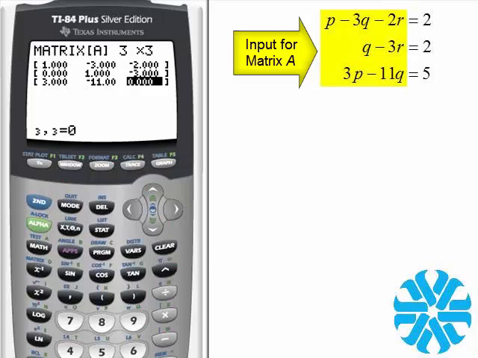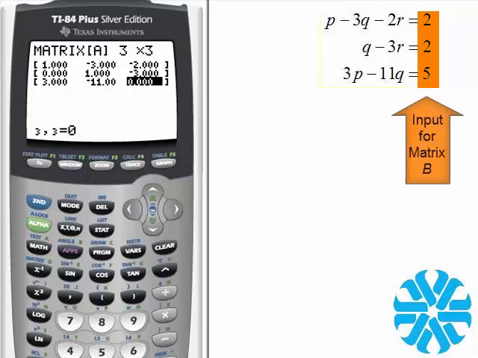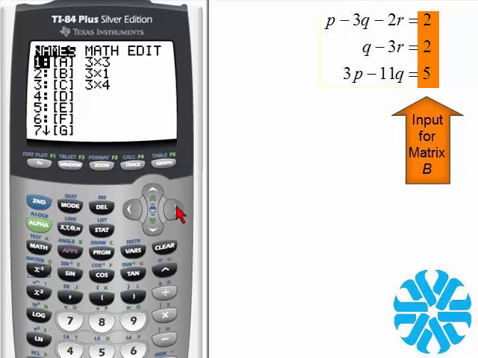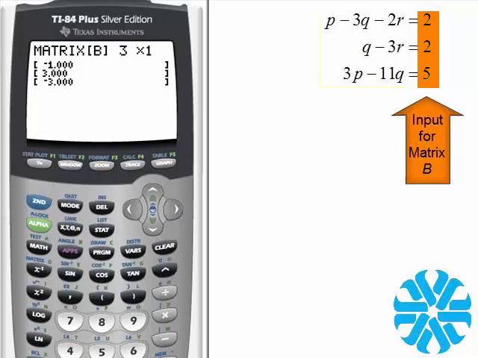Now let's put in our matrix B, which is the right-hand side of these equations. So let's go to second function in matrix, and we will select edit. We want to edit matrix B, and matrix B is 3 by 1, 3 rows by 1 column, so that's fine. So select number 2, and our constant values here are 2, 2, and 5. So let's go ahead and quit out of this.